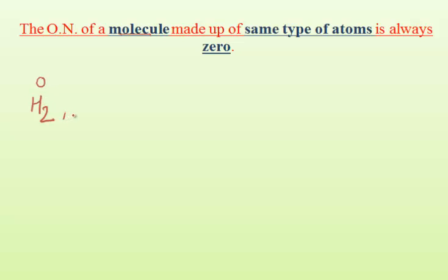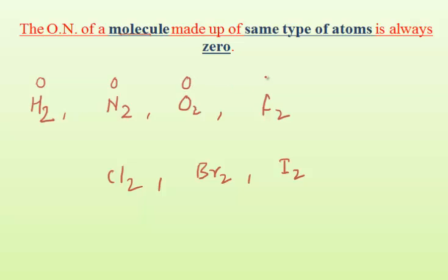We can have some more examples like nitrogen gas, oxygen gas, fluorine gas, chlorine gas. We can have the Br2 molecule. We have I2. These individual molecules are all made up of their respective atoms. For example, oxygen gas is made up of only oxygen atoms. Nitrogen gas is made up of only nitrogen atoms. So that's why we can assign 0 oxidation number for all these molecules.